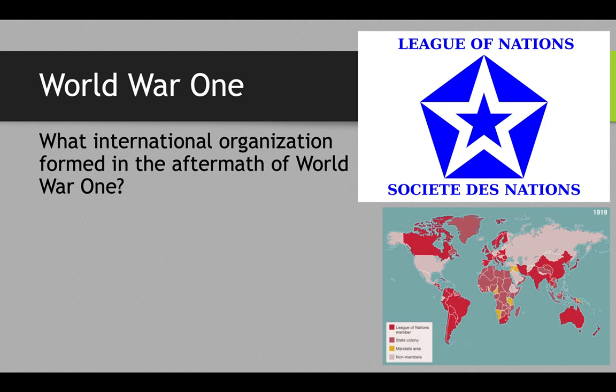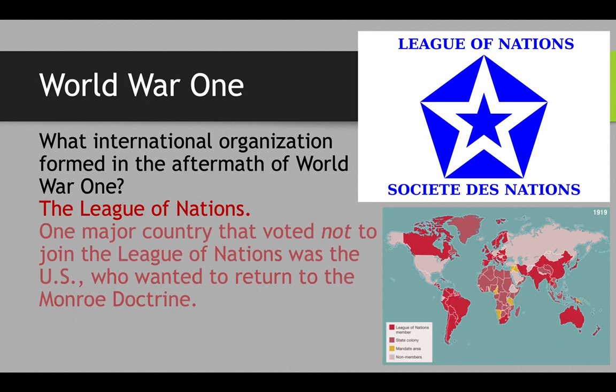After the war ended, Woodrow Wilson strongly believed that we needed a League of Nations, an international organization, in order to try to prevent another war like this from happening. So the League of Nations, their main goal was to keep the peace, to resolve conflicts between nations before it comes to war. Now, one major country that voted not to join the League of Nations was the United States.